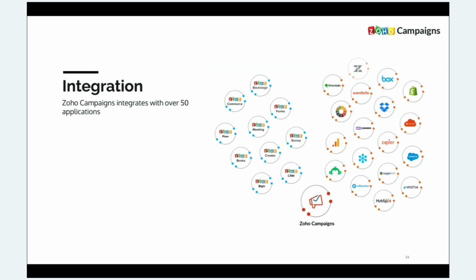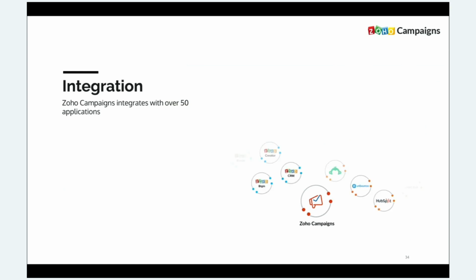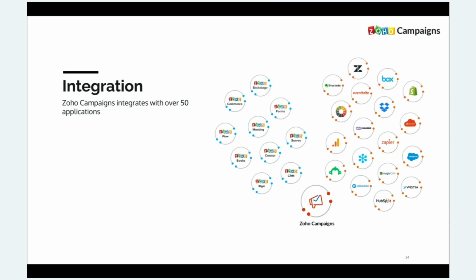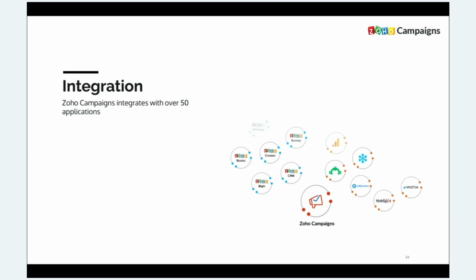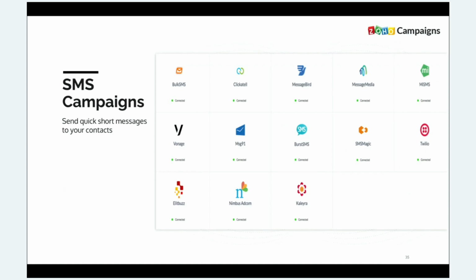We also integrate with Zoho Flow and Zapier, the integration platforms, which again helps you to integrate campaigns with more than 300 applications. And we also integrate with a lot of APIs for SMS that will help you to send a quick short message to your contacts, which is another way of getting in touch with them frequently, so that they'll again have a connection with your brand.